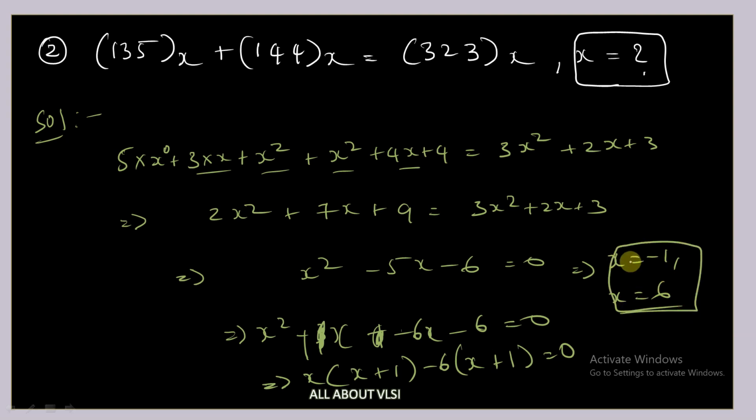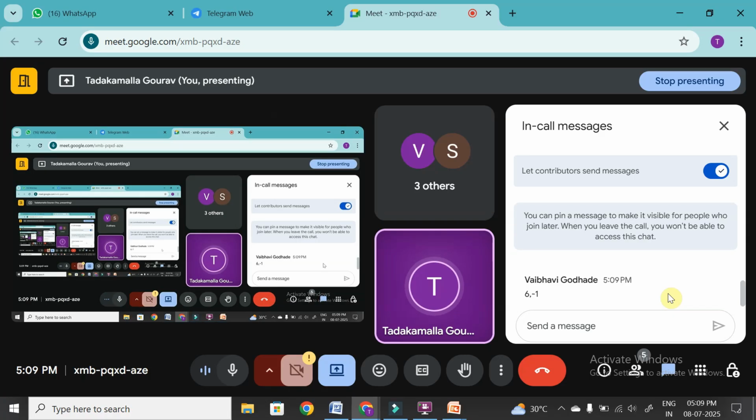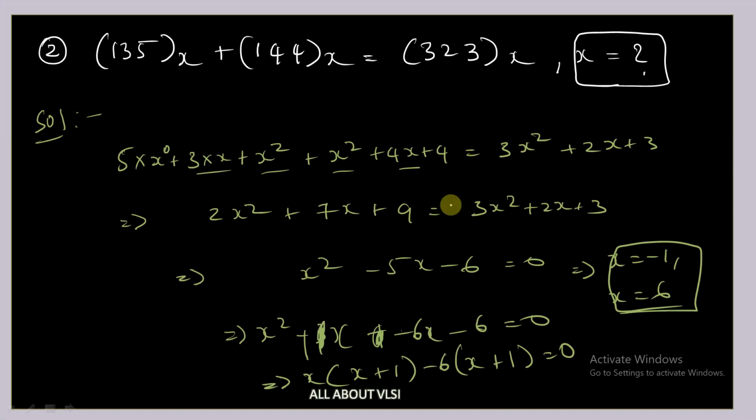So which root should we select? Should we select x is equal to minus 1 or x is equal to 6? Obviously 6, because the base should be a positive number. So the base is x is equal to 6. Okay. Yes. So one more question.